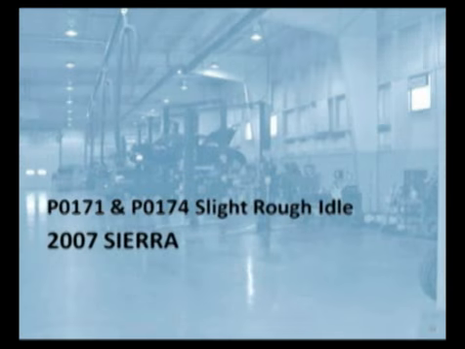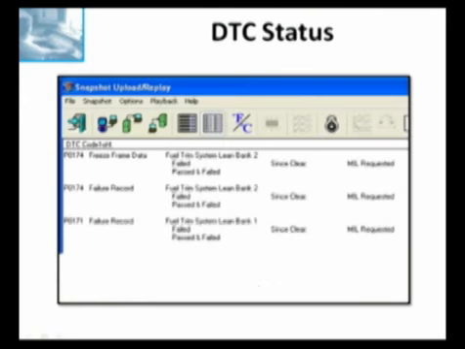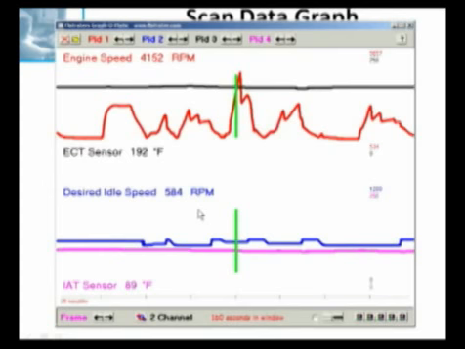Well, the next car we're going to pick on for a low, rough idle and a P0171 and P0174 is a 2007 Sierra. There's the truck, and we've got DTCs of P0174 in the freeze frame, and we have a failure record for a 174 and a 171. So we're setting this code for both banks. Take a look at the data as we go on a test drive.